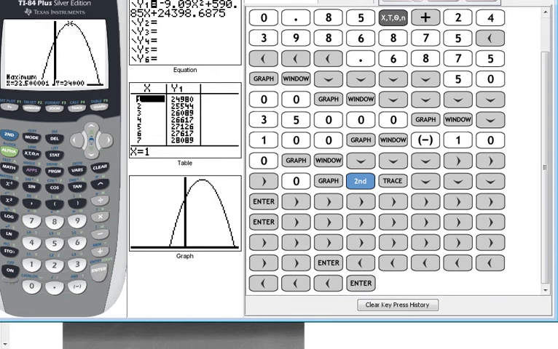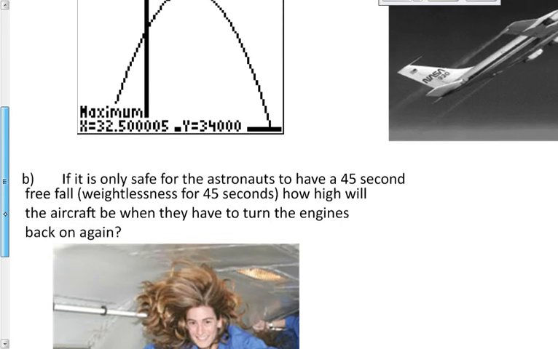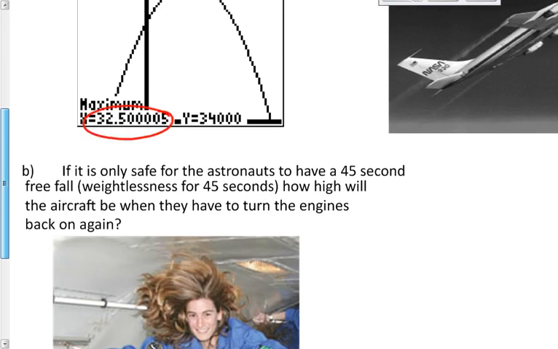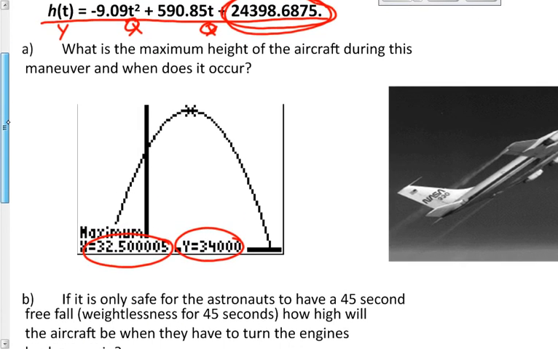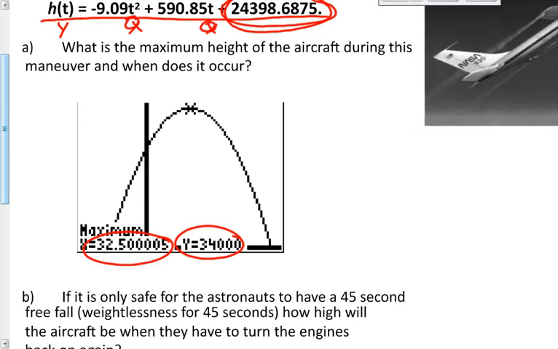And our maximum value is when our x-axis is 32.5 and our y-axis is 34,000. Just as I have right on here. Our x-axis is 32.5. Our y-axis is 34,000. So to answer our question here, our question is, what is the maximum height of the aircraft during this maneuver and when does it occur? Our maximum height equals, how high is this? That's the y-axis, 34,000 feet.